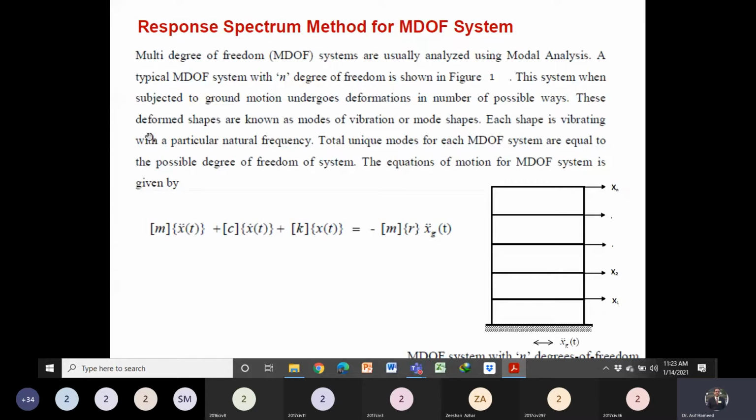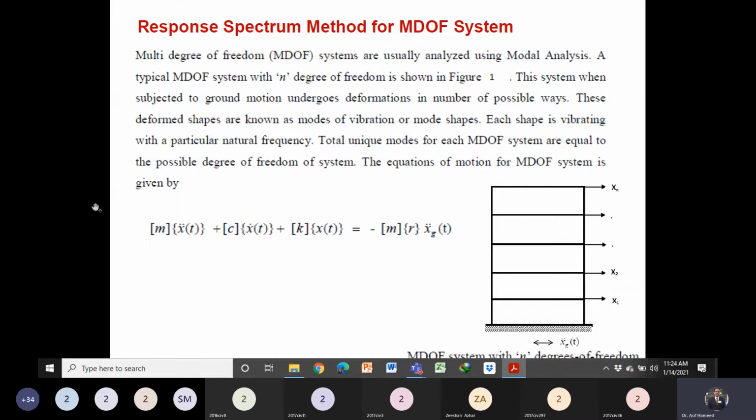These deformed shapes are known as the modes of vibration or mode shapes. Each shape is vibrating with a particular frequency. The total number of unique mode shapes for the multi-degree of freedom system is equal to the degree of freedom of the system. Already we have discussed everything. For the multi-degree of freedom system, we can perform the modal analysis. We will have n omega values, equal to the degree of freedom of the system, and we will have the corresponding mode vectors.